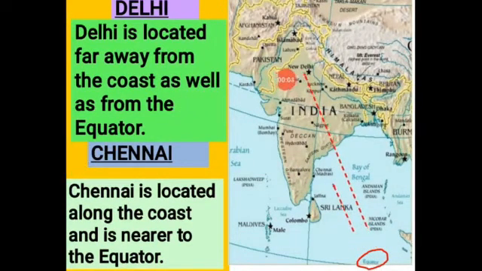Delhi is situated far away from the sea coast and Chennai is situated along the coast. So, according to the first factor, that is distance from the equator, we should experience a hot climate in Chennai. But as its climate is affected by land breeze and sea breeze, we experience a moderate climate in Chennai.